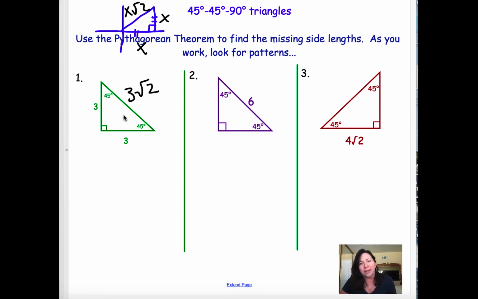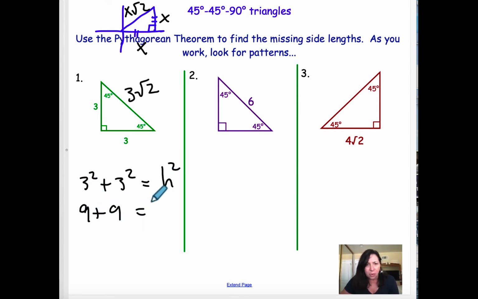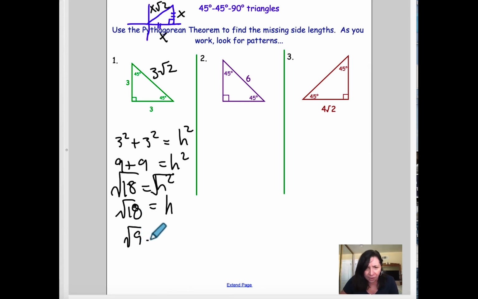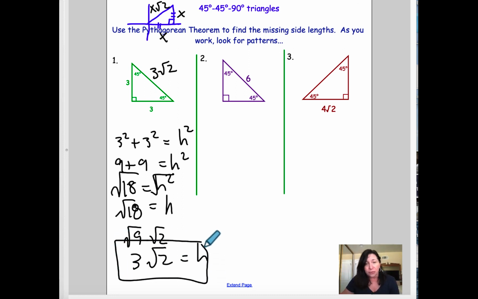And so when you're doing this, if you're given two sides of a triangle, yes, you can use the Pythagorean theorem, meaning I could go 3 squared plus 3 squared is my hypotenuse squared. 9 plus 9 is equal to my hypotenuse squared. We've got 18 equals the hypotenuse squared. Take the square root of both sides. Hypotenuse equals the square root of 18. Well, the square root of 18 is actually the square root of 9 times the square root of 2. 3 root 2. Yeah, I absolutely can do the Pythagorean theorem and figure this out.